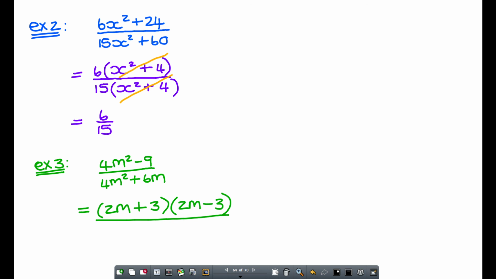At the bottom, I could take out a common factor of 2m. Okay, so then what would be left? 2m plus 3. And now you'll see that these two full brackets are going to cancel out. So I'm going to have 2m minus 3 over 2m. Please remember, you may not cancel out these two m's.